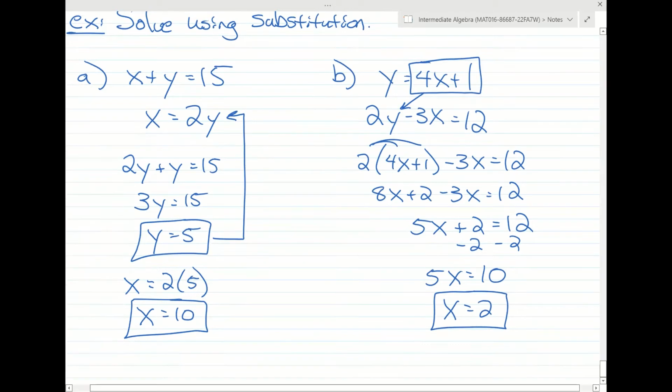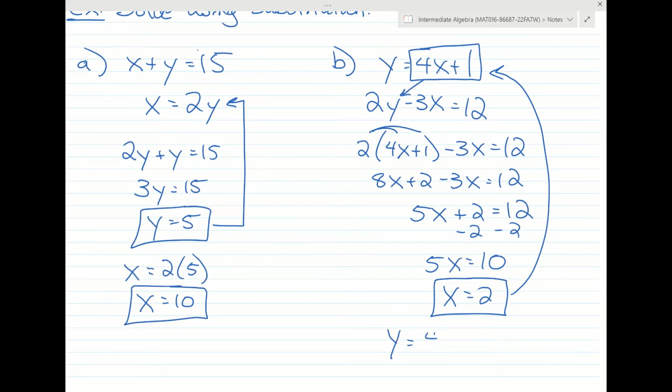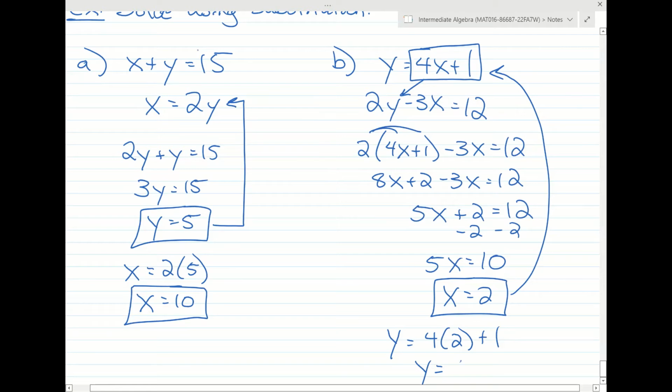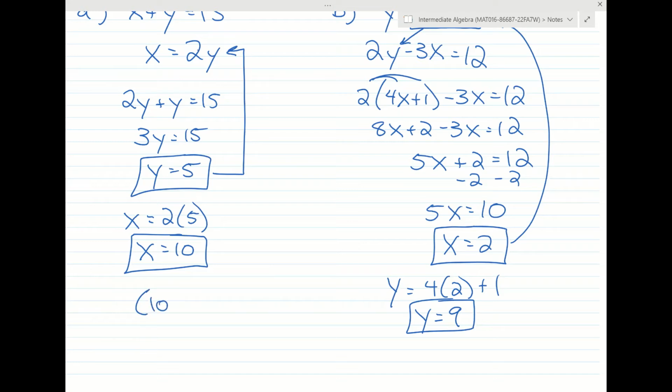If x is 2, we could just plug it back in. So y would be 4 times 2 plus 1, or 8 plus 1 is 9. You always have to solve for both. Right? And you could even write the answer 10 comma 5 and 2 comma 9.